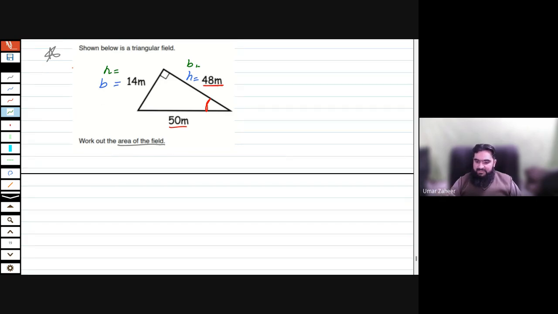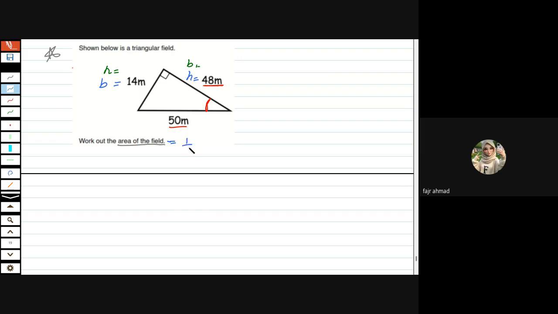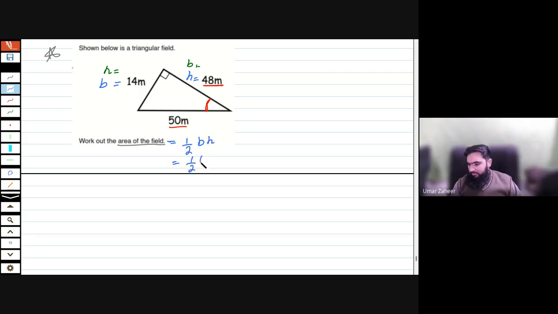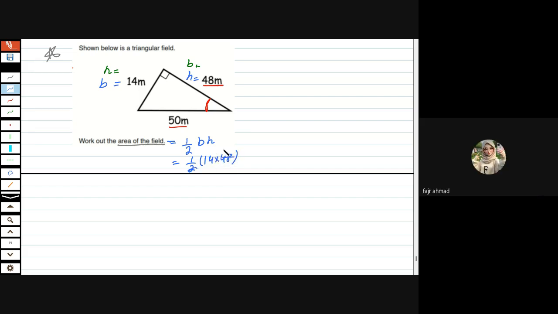Clear? Tell me how you can find the area. So it will be 1 over 2 into 14 into 48. 1 by 2 into 14 into 48. That will be equal to, so 2 into 2.